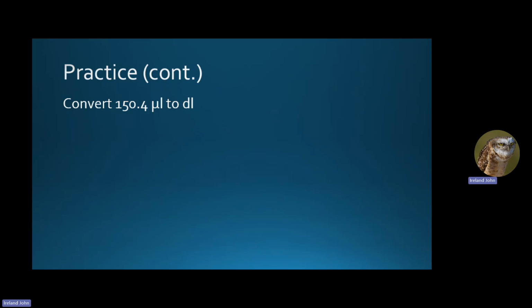All right. So again, microliter, deciliter. You could know direct conversion, right? You could know that it's a 100,000-fold difference between them, but if you don't, you know it's a million-fold difference between microliter and liter, and then it's 10-fold difference between liter and deciliter, right?